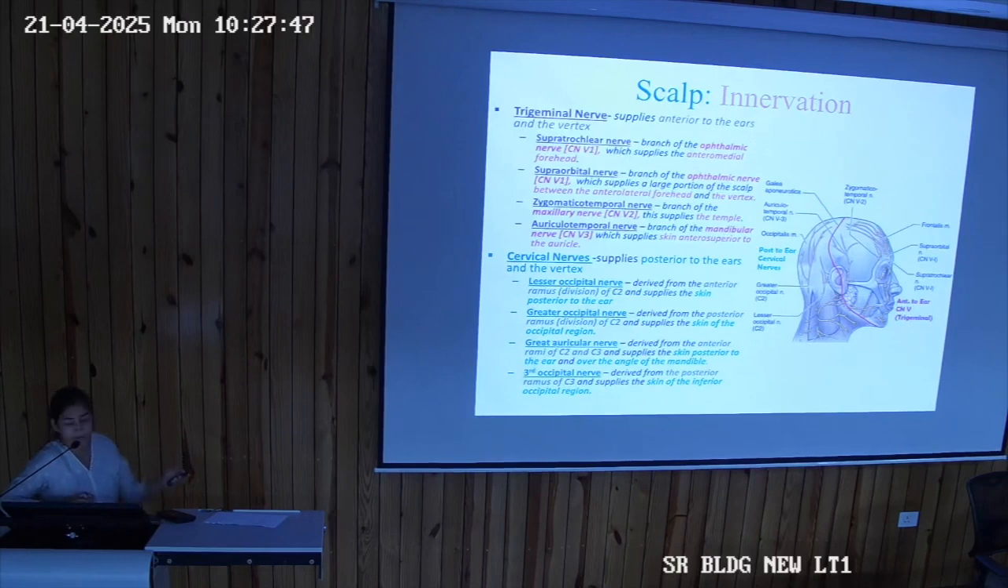Next, coming to the cervical nerves, which are lying posteriorly. Posterior to the ear are the cervical nerves. If you can see, the lesser occipital nerve, greater occipital nerve, greater auricular nerve, and third occipital nerve supply the region lying posterior to the auricle. So the cervical region behind the vertex is supplied by the cervical nerves, in which the lesser occipital nerve is derived from the anterior division of C2.